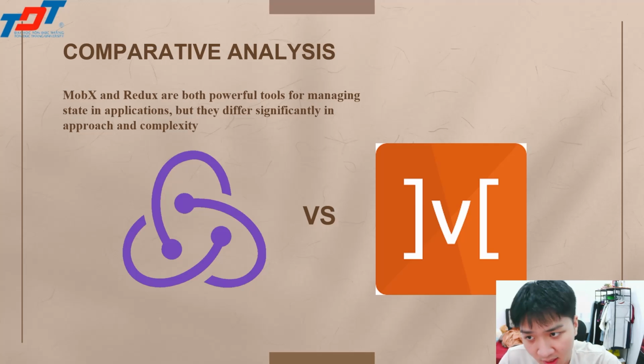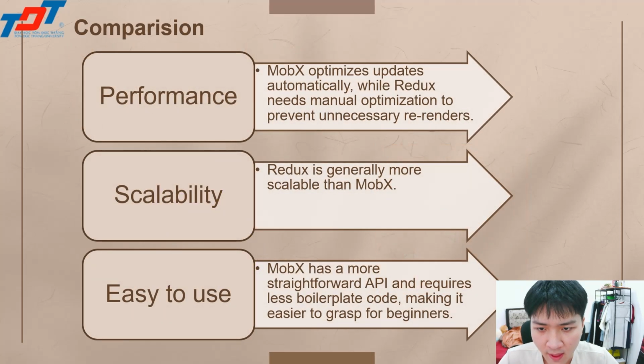Scalability. The next thing we're going to discuss is the scalability. Redux is generally more scalable than MobX, with its structure and opinionated approach to state management. Redux is better suited for handling complex applications, making it easier to scale Flutter apps compared to MobX's more flexible approach. Additionally, because Redux enforces the use of pure functions, they are simpler to test and their behavior is more predictable. So MobX is way easier to use.